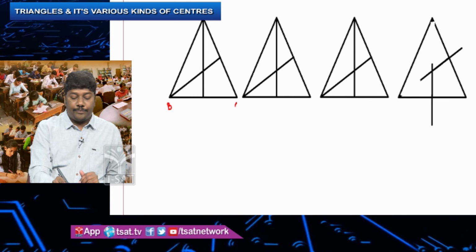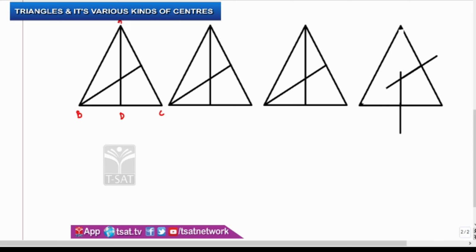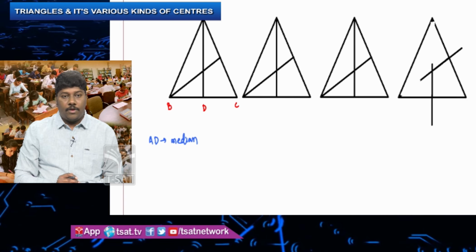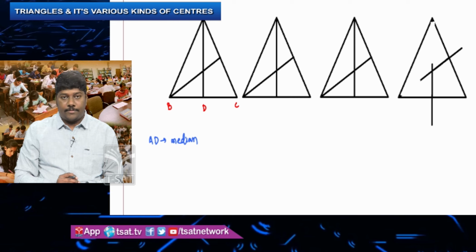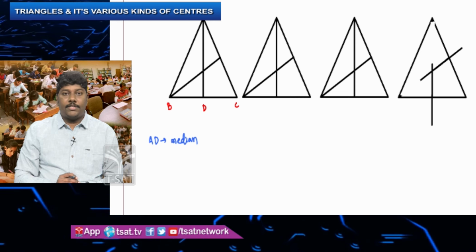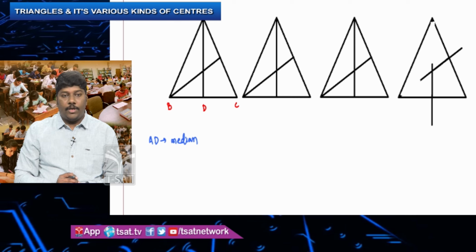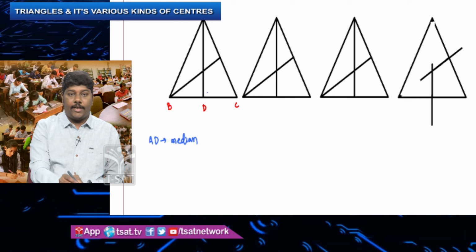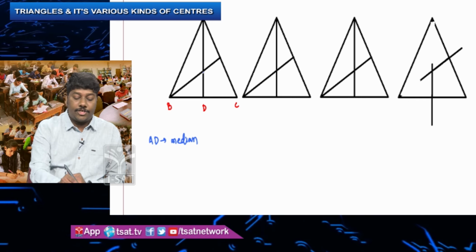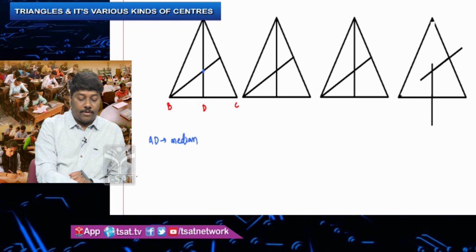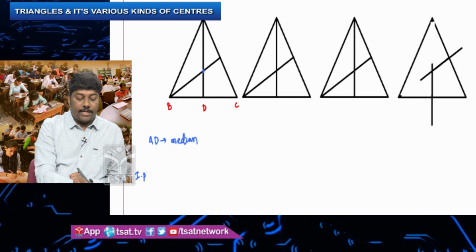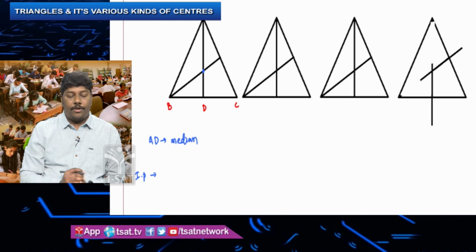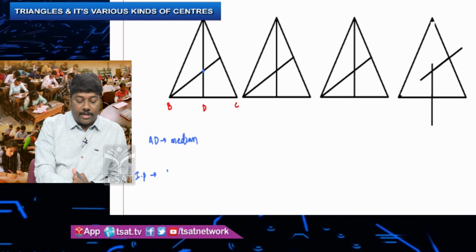Triangle ABC, here in the first figure, AD, I am saying AD is a median. So, AD is a median here. Median is a line which bisects the opposite side, and median also divides the entire triangle into 2 equal areas. The intersection point of medians, I call it IP, that is intersection point. Intersection point of medians is centroid.